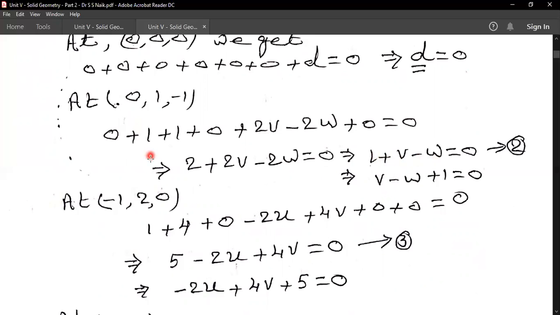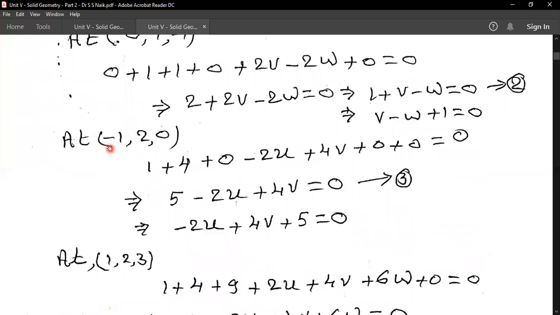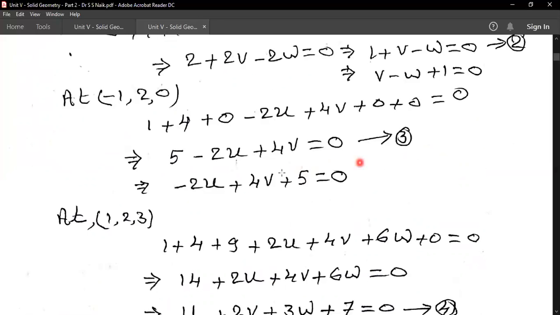Then we'll take the next point. At the next point, minus 1, 2, 0. That means at x is equal to minus 1, y equal to 2, and z is equal to 0. Again, when you substitute in this equation, you get 1 plus 4 minus 2u plus 4v is equal to 0, thereby this becomes 5 minus 2u plus 4v is equal to 0. This implies minus 2u plus 4v plus 5 is equal to 0. So this is the third point.